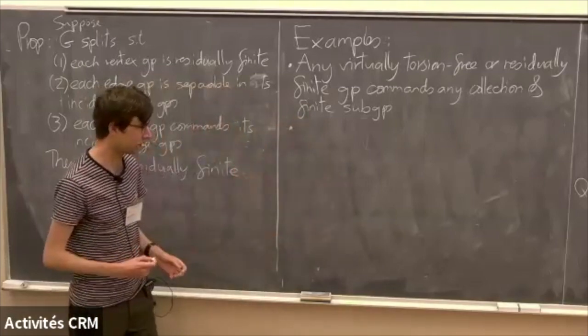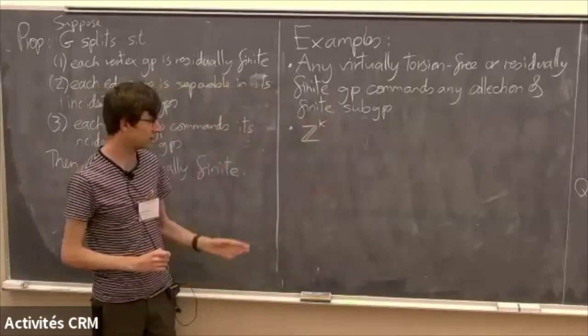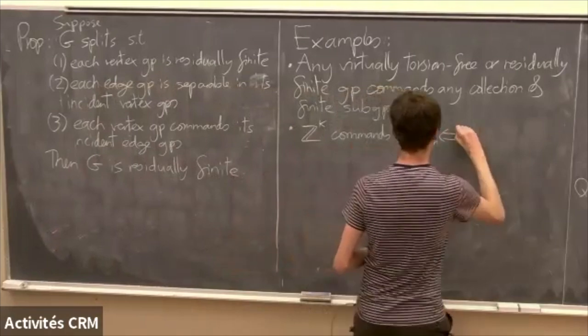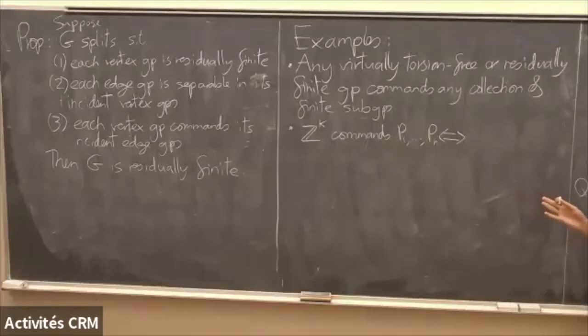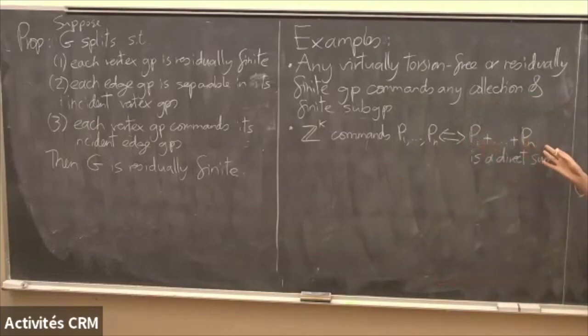Next example, let's consider Z^k. This commands a collection of subgroups P1 to Pn if and only if the sum of P1 to Pn is a direct sum. Or if you prefer, you can say that P1 to Pn are linearly independent. So again, this is fairly easy to show. And in this case, you can take Pi dot to equal Pi.